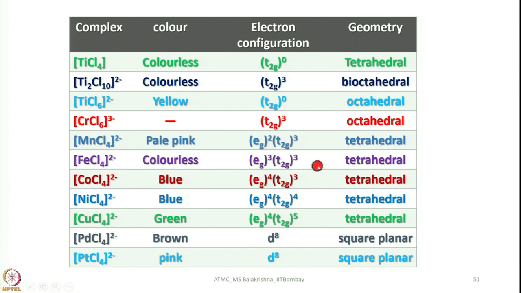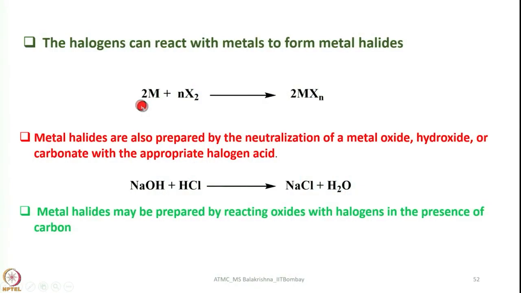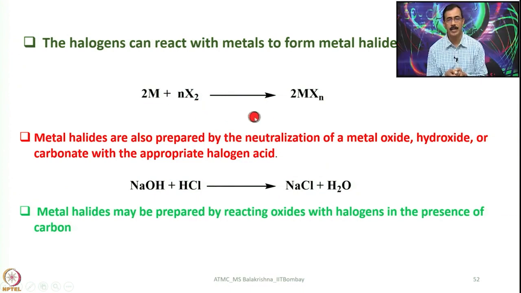And also, after going through crystal field theory and ligand field theory, you will know why these molecules adopt square planar geometries. So what are the methods we have to prepare halogen complexes or halide complexes? You can directly interact metals with halogens at higher temperature to generate homoleptic metal halides. Metal halides can also be prepared by the neutralization of a metal oxide, metal hydroxide or carbonate with the appropriate halogen acid. This is true only in the case of alkali metals and alkaline earth metals, for example sodium chloride. And of course, this reaction is not feasible when we talk about transition metals.